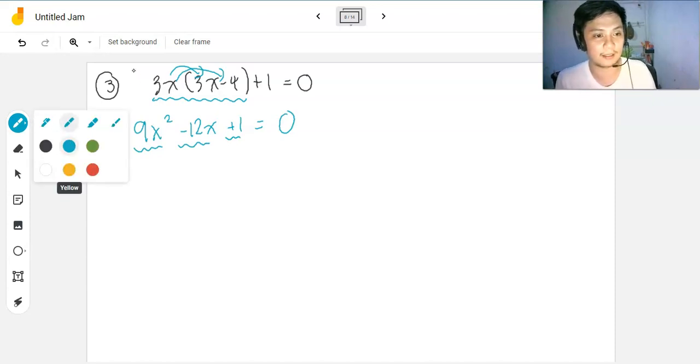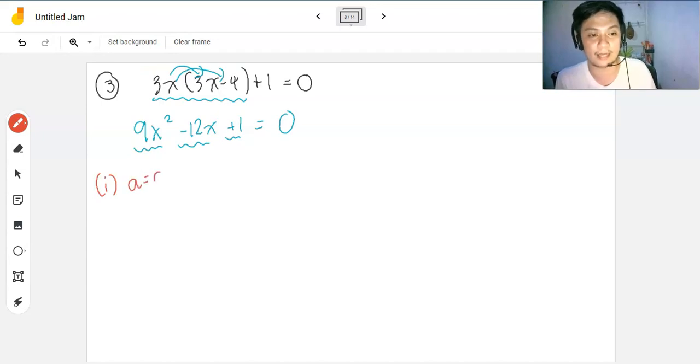So, madali na lang ngayon identify yung value ng A, B, at C. Ano ang A? 9. Ano naman ang B? Negative 12. Ano ang C? Positive 1. Step 2 na tayo agad. At yan po ay ang pagkuha or pag-compute ng value ng discriminant B squared minus 4AC.